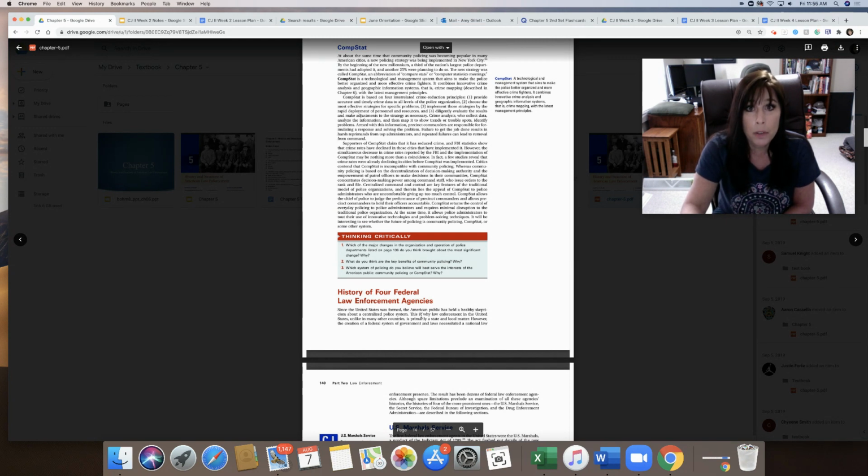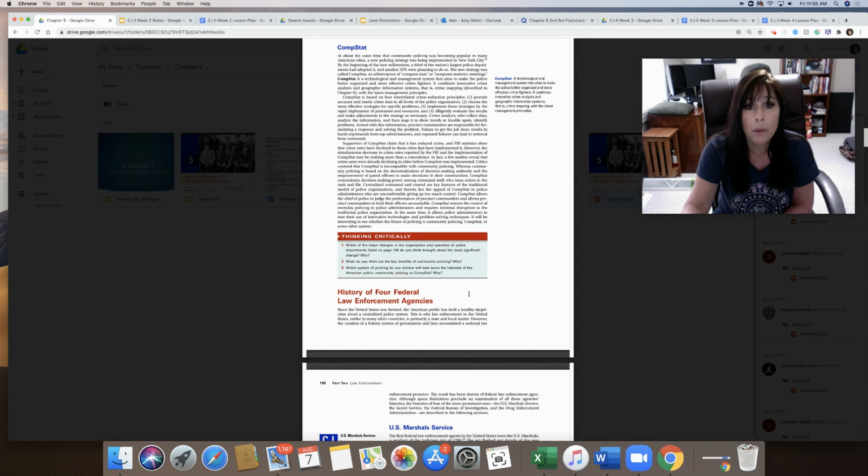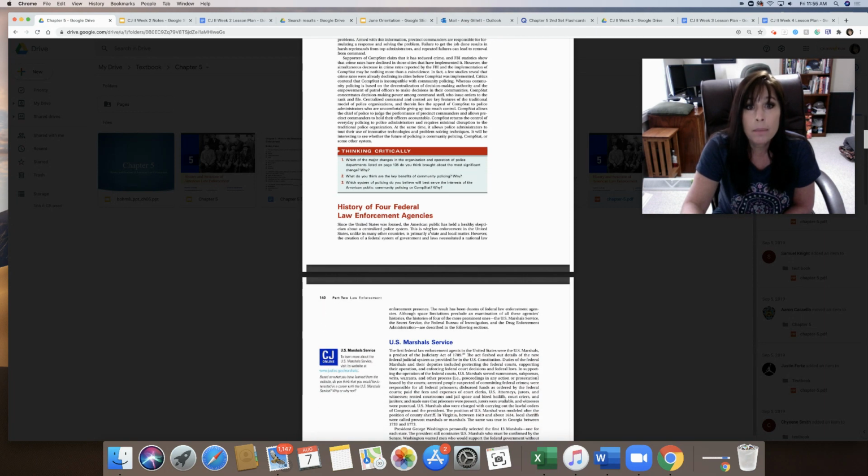So, assuming that you did that, you're going to be picking up right here with this next heading, History of Federal Law Enforcement Agencies. So, basically, we'll call it page 140. 140 through 180 is the rest of the chapter. It's 40 pages. And within those 40 pages, you only have 4 more vocabulary words.